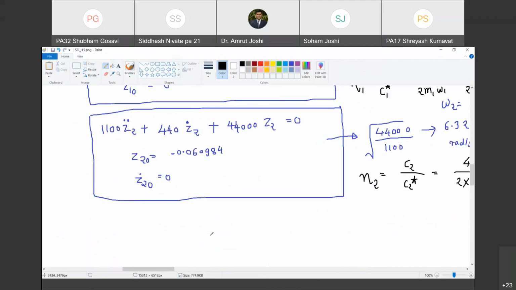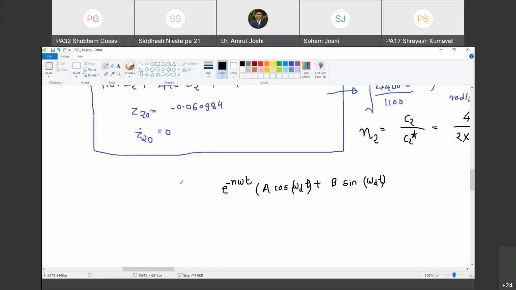Can you tell me? It is going to look something like this: e raised to minus eta omega t, into a cos omega dt plus b sin omega dt. Do you agree with me? Yes, sir. That is how the solution is going to look.